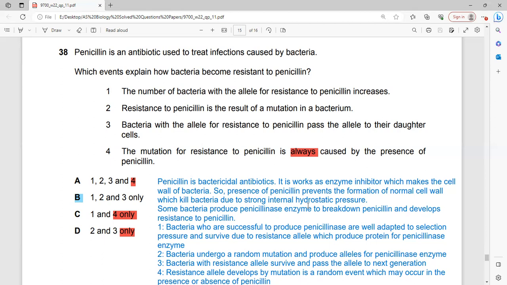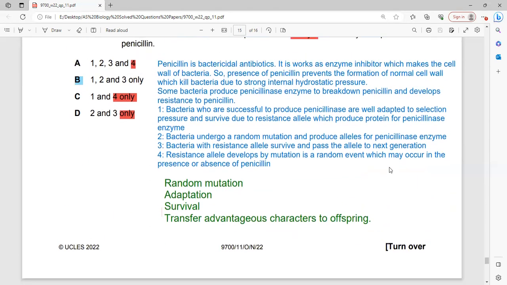Now, which event will explain how the bacteria become resistant to the penicillin? So you can see the events are, number one, random mutation. This mutation does not depend upon the presence or absence of penicillin, and this is a random mutation. Now, this random mutation provides an advantageous character to the bacteria to survive or to adapt in the new environment with penicillin.